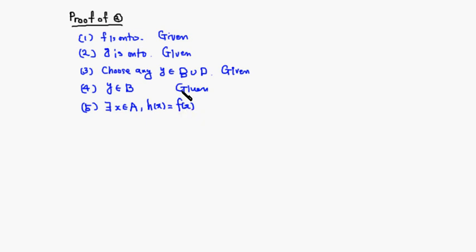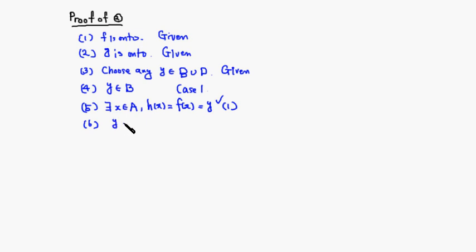But f is onto, so we know that there's some element x which is exactly equal to y. Since f is onto, we got that. Sorry, I should have said this is case 1. Then 6.